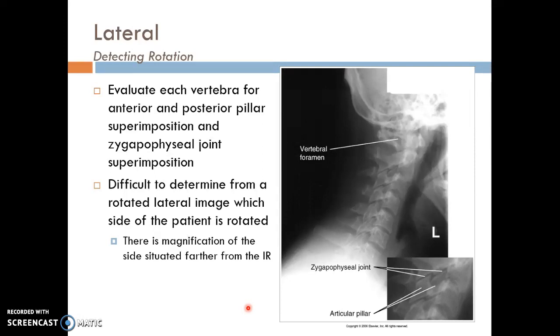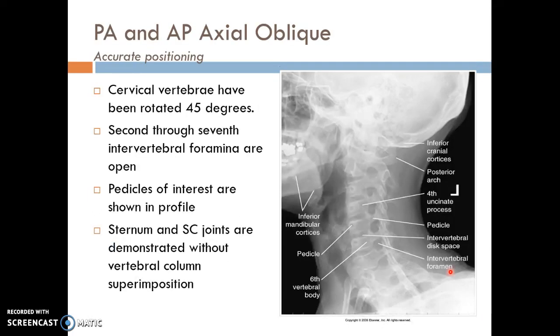There is magnification on the side situated furthest from the image receptor. As you can see here, we have kind of a lightening effect to the zygapophyseal joints. That means the patient is rotated.